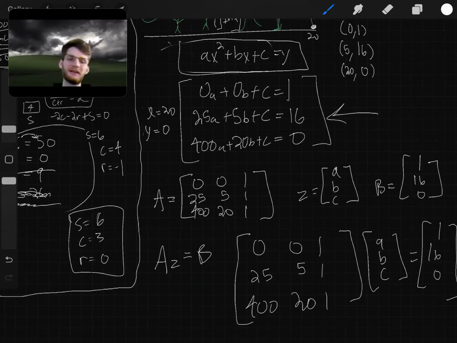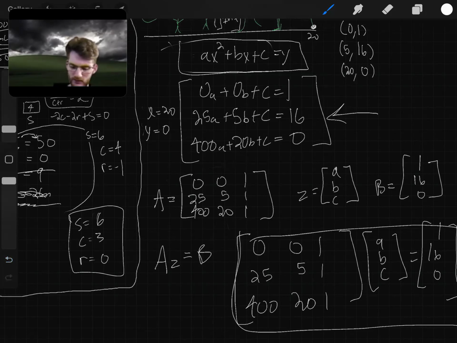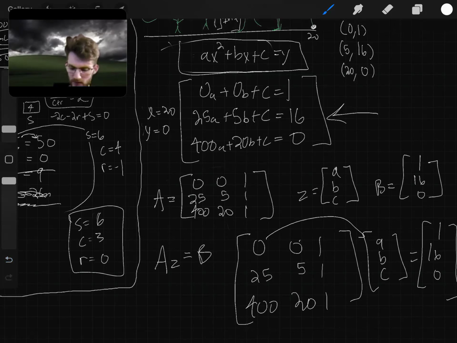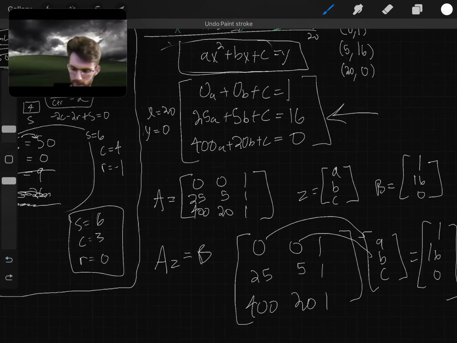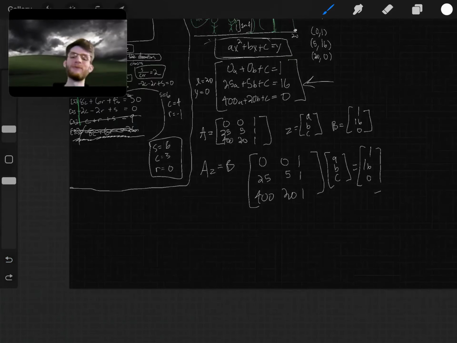At this point, it kind of looks like a really complicated way of saying the exact same thing, but it is useful. And just to double check, this system of equations and this system of equations are the same because 0 times A plus 0 times B plus 1C, that's here, equals 1. And the same goes for each row, 25 times A plus 5 times B plus C times 1 is equal to 16 and 400, etc., etc. But wait, there's more.